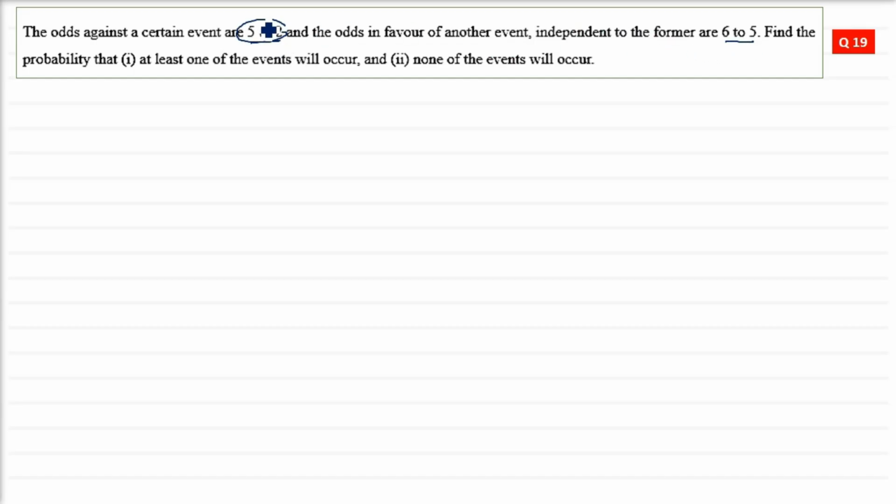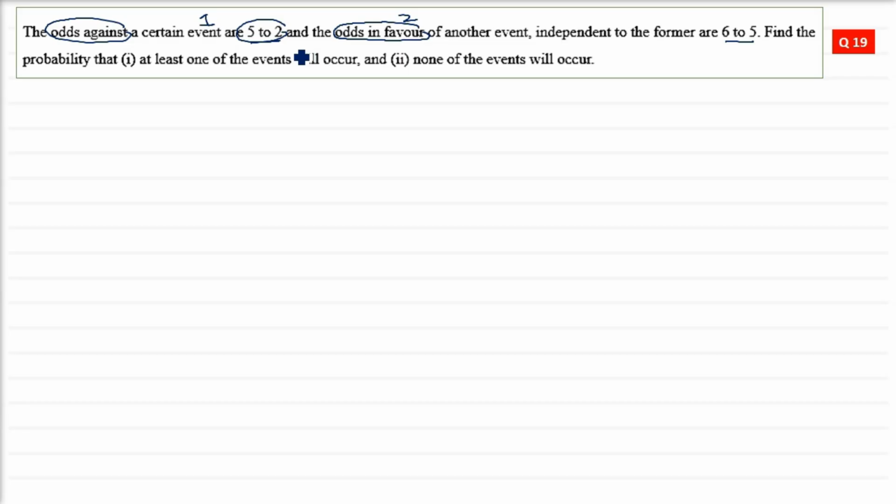Odds against is given for the first event and odds in favor is given for the second event. So there are two different things, odds against and odds in favor. Now this is the second event. Both the events, first and second, are independent of each other. Find the probability that at least one of the events will occur, and that none of the events will occur.